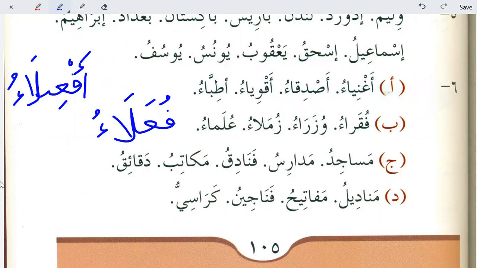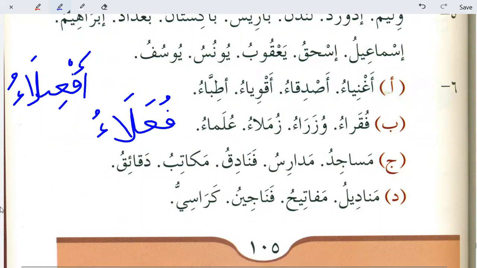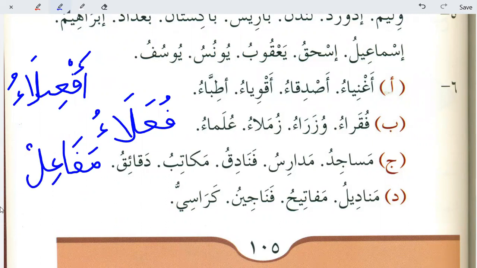Next. Masajidu, madarisu, panadiru, makatibu, daqairu, bentinibu. So these are on the pattern of mafailu.